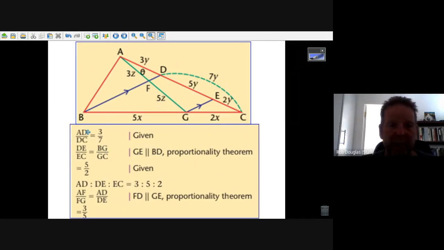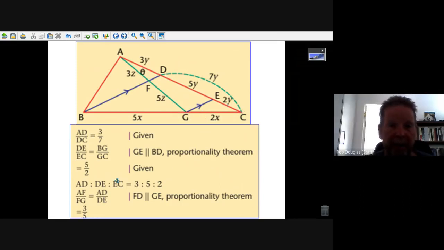So we start off, we're given that AD over DC is equal to 3 over 7. But we know that DE over EC must equal BG over GC because of the proportionality theorem. Remember, I said that those divide proportionally. So that's got to be 5y and 2y. Therefore, the ratio of DE to EC must be 5 to 2.